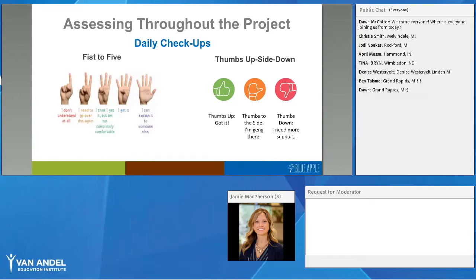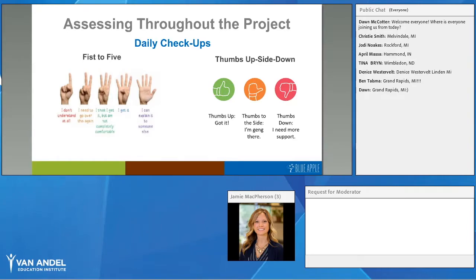One of the strategies is the fist to 5, and I'm sure lots of you are using this already, but this is a good strategy to kind of just get a feel for your class in the moment. It also helps maybe to differentiate some groups. So if you see there's several students who are holding up a 1, which means they didn't understand the content at all, you could pull those students quickly and get them back on track so they can stay up to par with their peers. And the 2 is just I need to still go over it again.